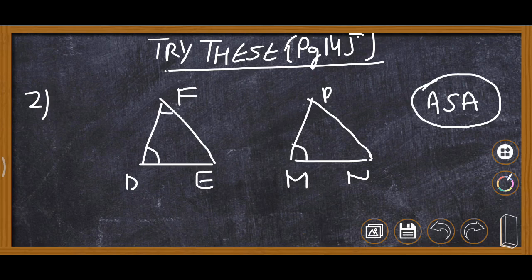Angle F, here we will make two lines. This F is equal to P. Here also we will make two lines. That's why we can say angle D equals angle M and angle F equals angle P.